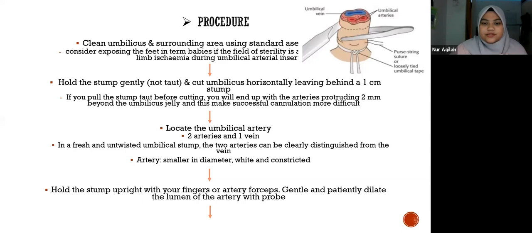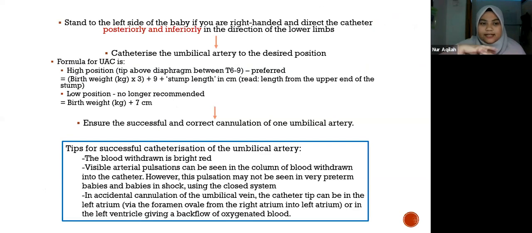In a fresh and untwisted umbilical stump, the two arteries can be clearly distinguished from the vein because they are smaller in diameter, and appear more wide and also constricted. Then we hold the stump upright with our fingers or artery forceps, and take a probe or forceps to gently and patiently dilate the lumen of the artery before we insert the catheter. To make cannulation easier, if you are right-handed, you should stand on the left side of the baby. During the insertion, we should direct the catheter posteriorly and inferiorly, in the direction of the lower limb.